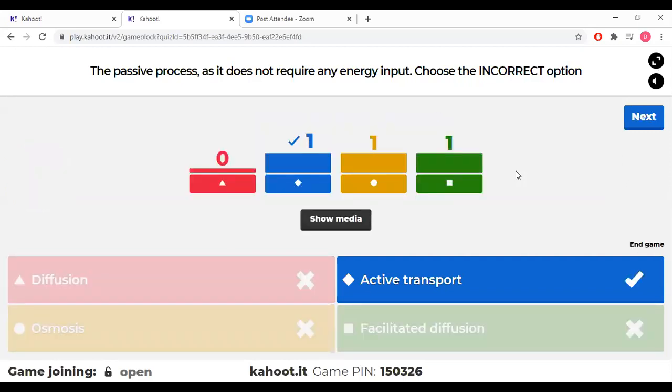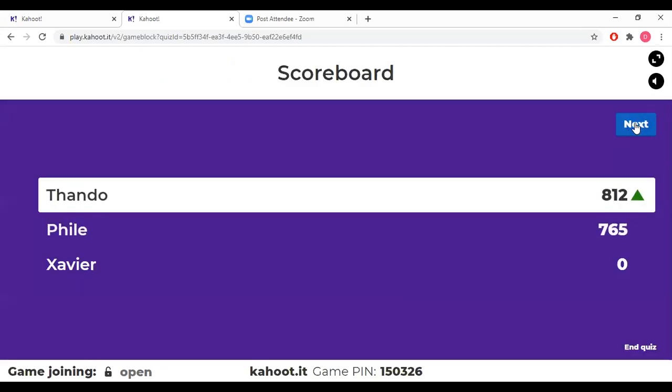The answers are spread across the board. Guys, I just said it even now. Passive process is the one that occurs through diffusion, osmosis, and facilitated transport, because you do not require any energy input. The one that requires energy input is the active transport. Even the name gives it away. Active transport. Active. Guys, pay attention to this word. Congratulations, Tando. Tando moved up.